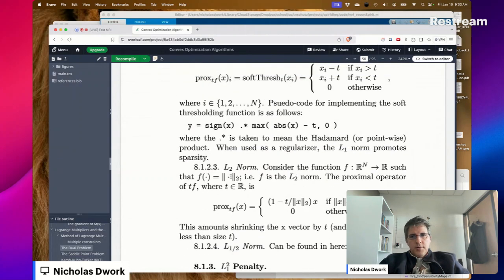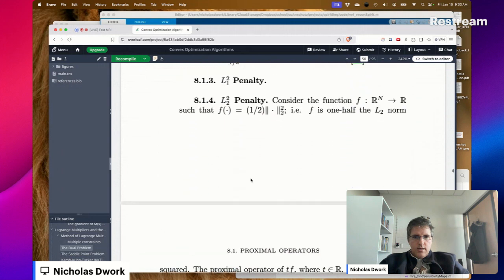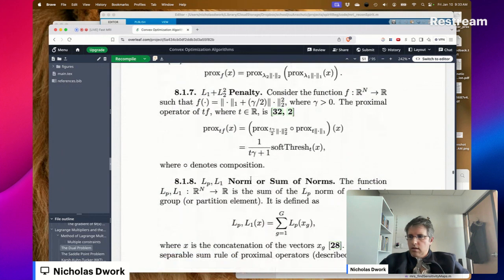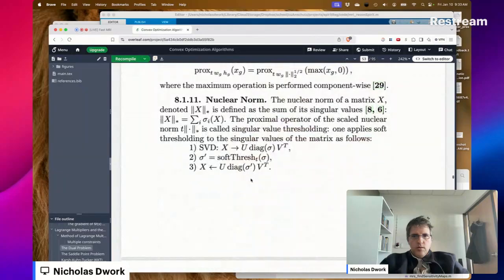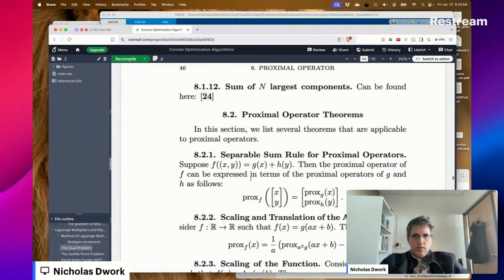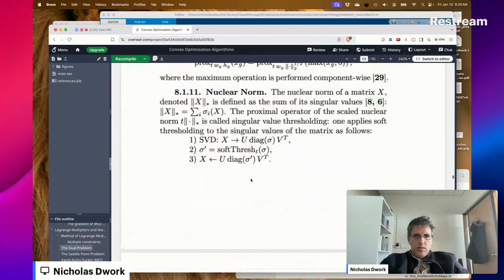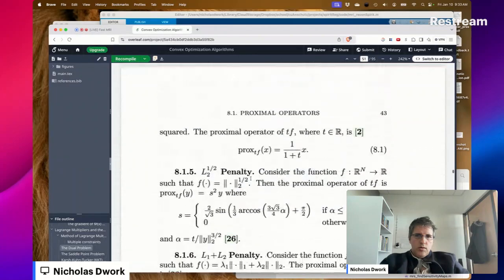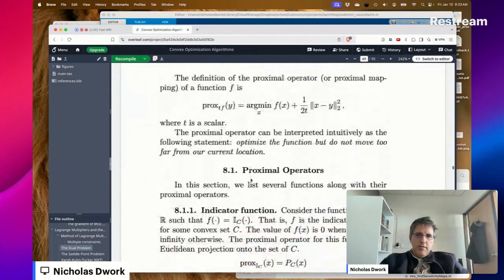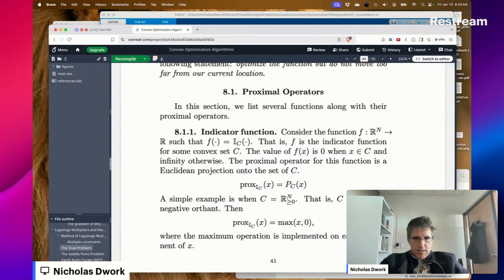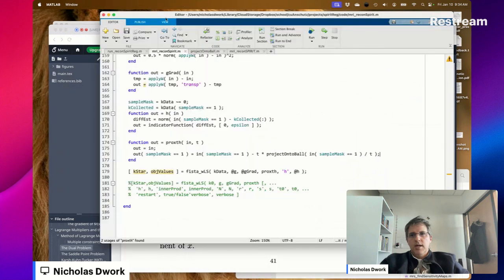H is not a norm, but an indicator function. What is the proximal operator of an indicator function? It's projection onto the set. A simple example is this: non-negative orthant. Okay.